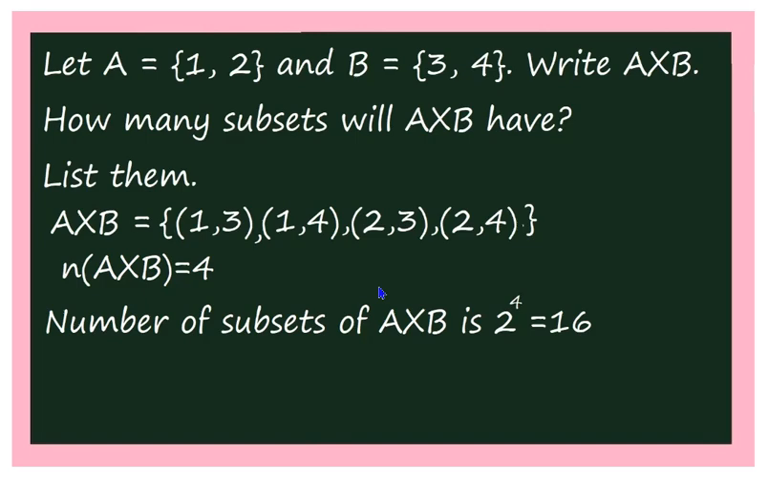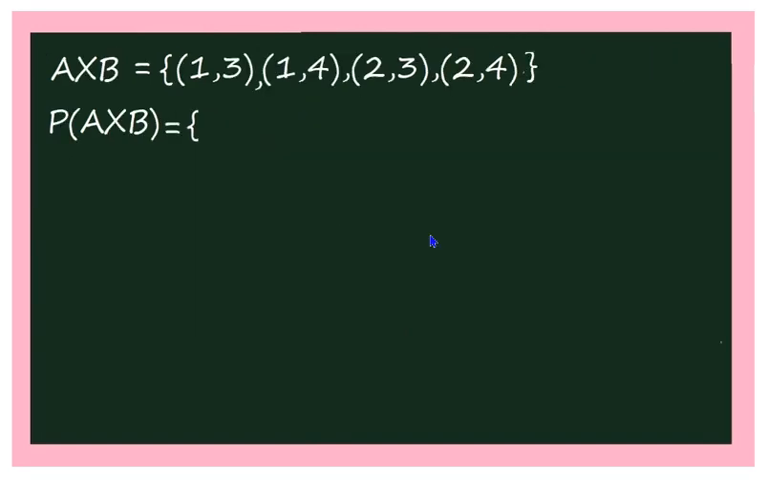And list them. This is a lengthy question. You have to write all the subsets of A cross B. Now the subsets of A cross B are like this. First one is the empty set, which does not have any element, and definitely it is a subset of A cross B. Next, let us write the subsets which contain only one element. And in the previous video I told that in A cross B each ordered pair is an element. Here 1 comma 3 is an element, 1 comma 4 is an element, 2 comma 3 is an element, and 2 comma 4 is an element.